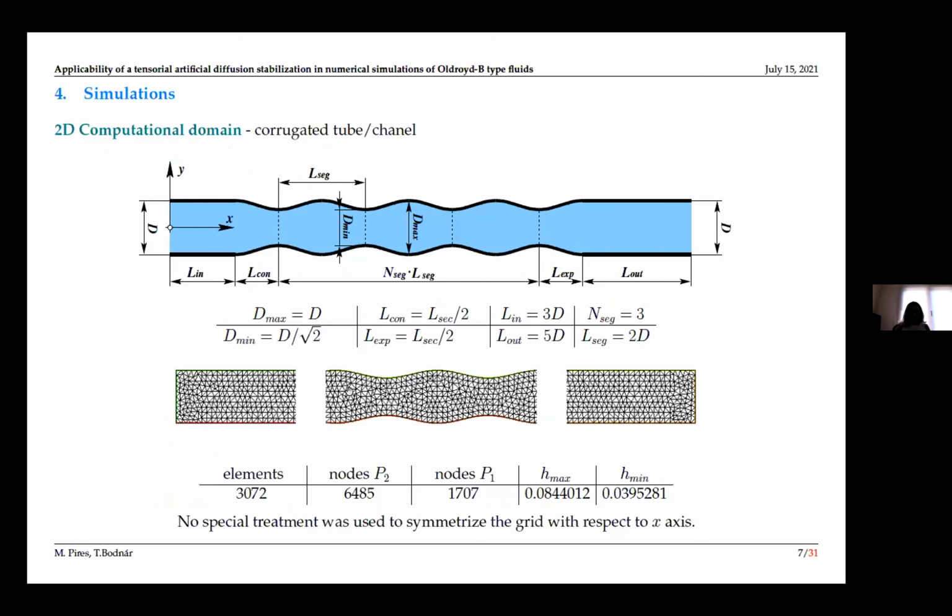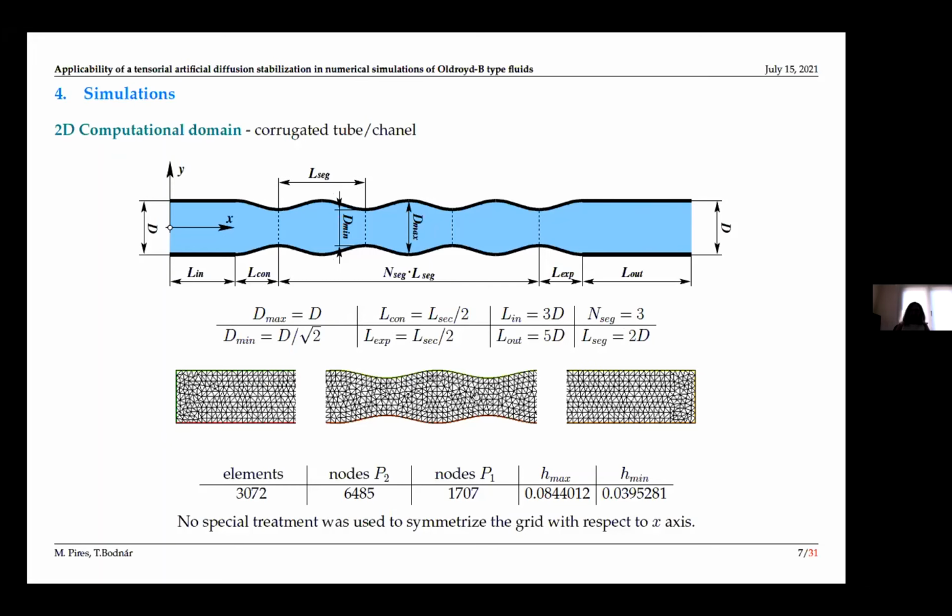The simulations are done in a 2D computational domain of this type, which has inlet and outlet lengths long enough to obtain the fully developed flow. And here we can see some proportionalities that characterize this domain, and in this table we can see some details of these dimensions.